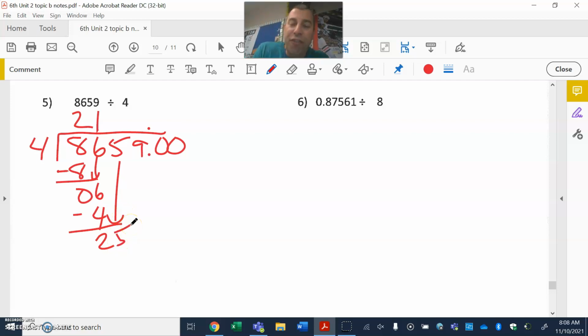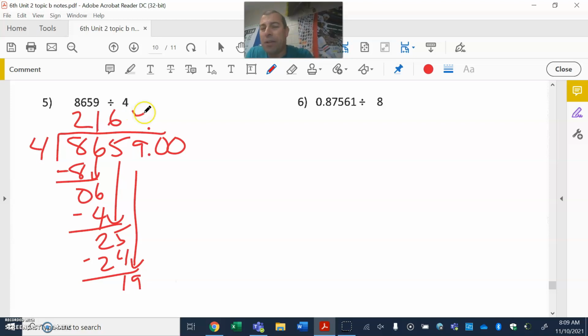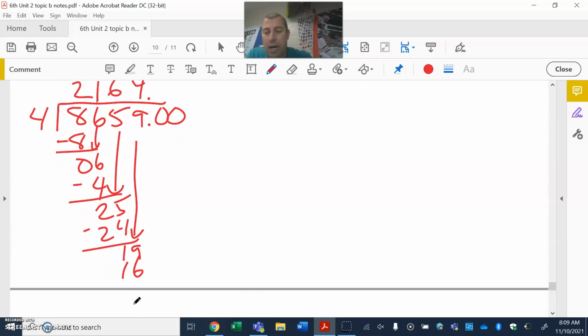How many groups of 4 can I pull out of 25? Well, that's 6 of them. 6 times 4 is 24. We're going to subtract. We're going to bring down the next number. How many groups of 4 can I pull out of 19? 5's too many, so it's going to be a 4 there. So I get a 16. All right. Subtract. I get a 3. Bring down my next number. Now, last time when I brought down that first 0, I was done. It worked. It's not here.